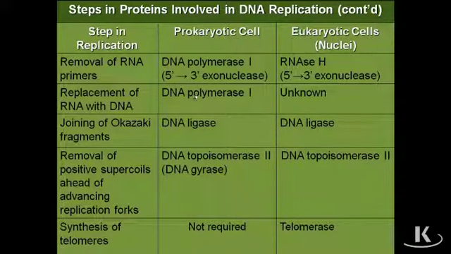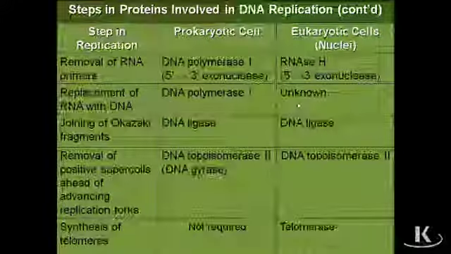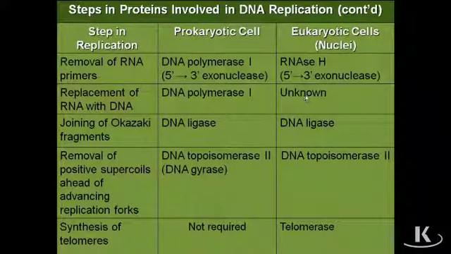Replacing the RNA with DNA: once again, in prokaryotic cells, how do we take that RNA primer that was there and replace it with DNA? Well, thankfully, we have DNA polymerase I that can do the job for prokaryotic cells. For eukaryotic cells, it's unknown. And you've got to love that, because anytime something's unknown, guess what? It's one less thing for you to know, right? Okay, so it's unknown. Five years from now, there may be something in this box. How are the Okazaki fragments joined? It's by DNA ligase for both prokaryotes and eukaryotes.